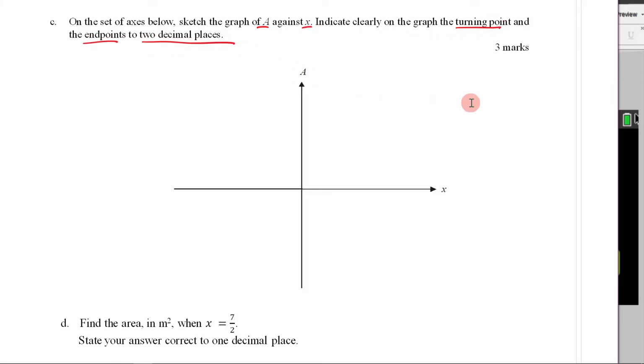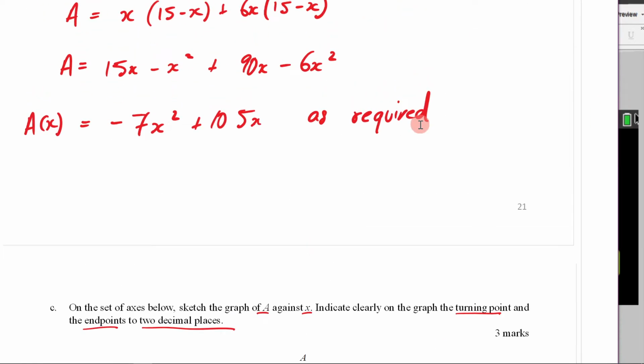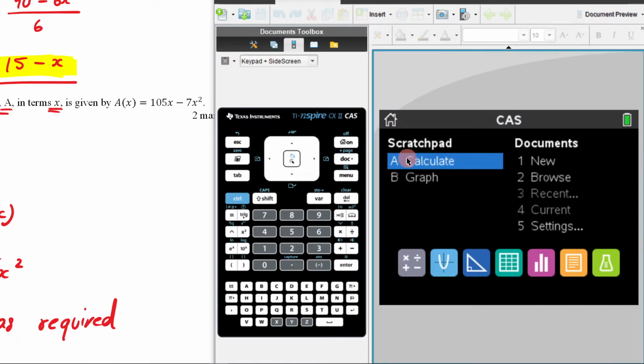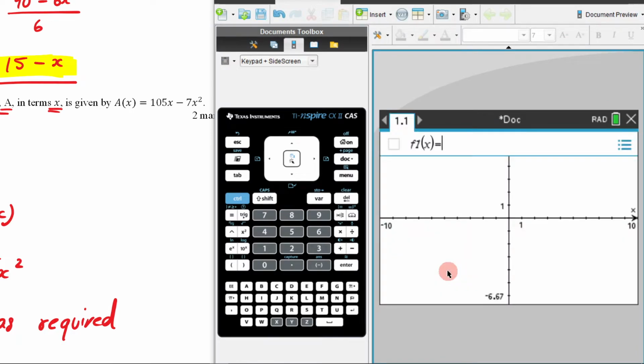So let's see if we can do this. I'm going to come over here, and I just need to look at what this is. All right, let's bring this here. I'm going to come here and I'm going to type 105x minus 7x squared, hit enter. Now, on the CAT, many people went, oh, what's happening here?